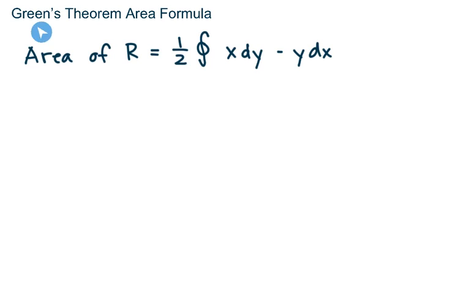We also have a Green's theorem area formula. I don't know that it's necessarily important for you to have this memorized, but I do think it's important that you know it's a formula which you could utilize. This comes from our flux or divergence form for Green's theorem. So let's just use this in an example.